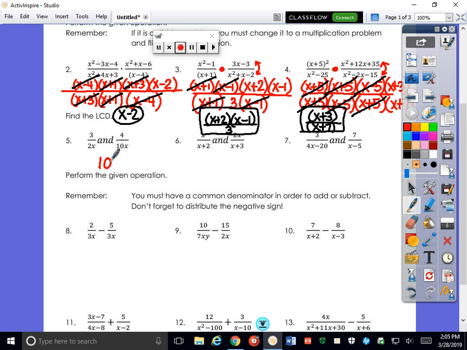And then we have an x from the first denominator, and our second denominator has an x, but we don't have to put another one because we already took that from the first one. So our LCD is 10x.